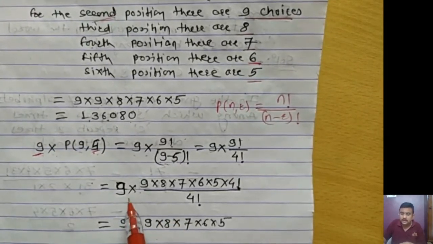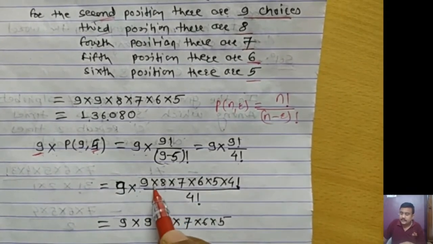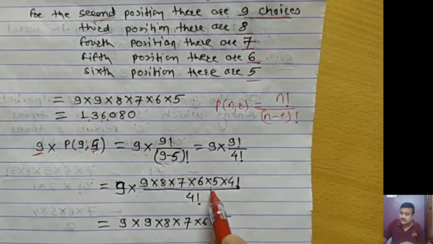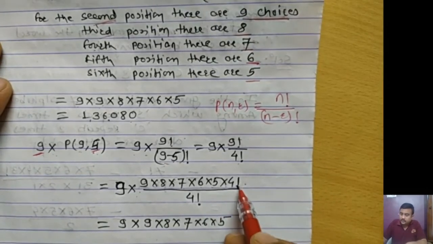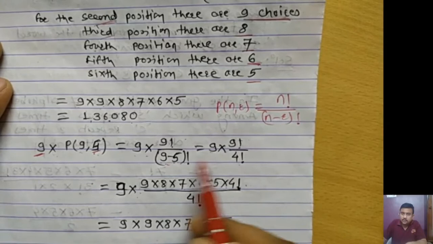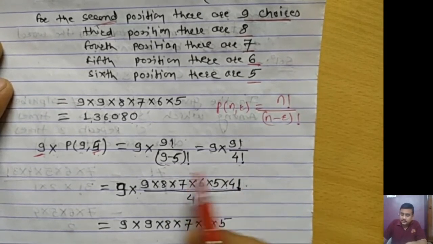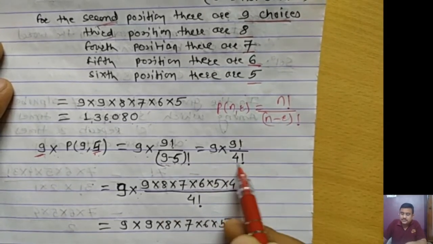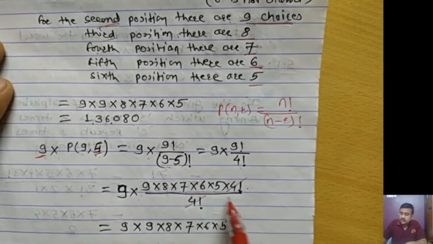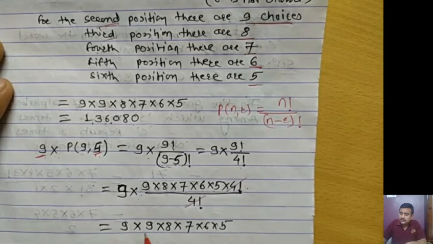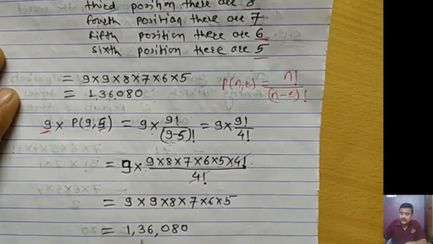On solving this we get 9 multiplied by 9 into 8 into 7 into 6 into 5 into 4 factorial. We have written up to 4 factorial just because we are going to cancel the denominator term, which we get as 9 minus 5 equals 4 factorial. So 4 factorial gets cancelled. Now the remaining terms are 9 multiplied by 9 multiplied by 8 multiplied by 7 multiplied by 6 and multiplied by 5. So total is equal to 1,36,080.